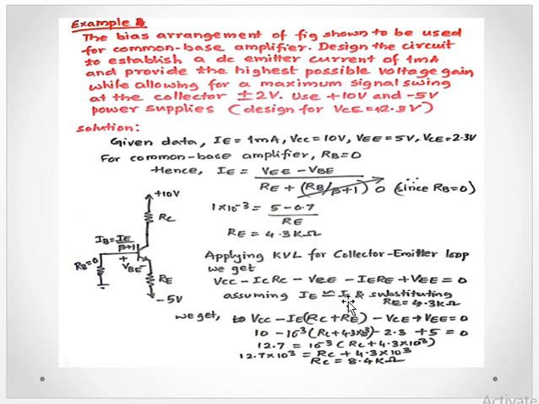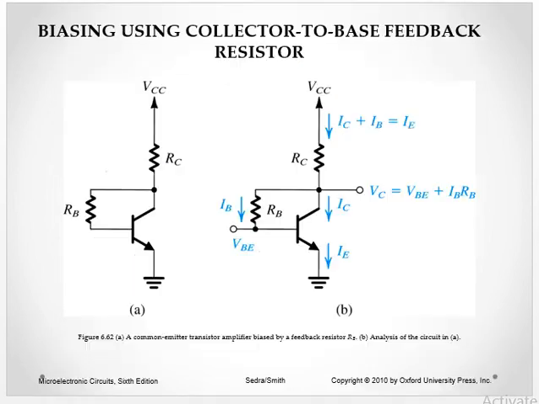Assuming IE and IC equal and RE value as 4.3 kilo ohm calculated, if you substitute in this above expression and you can solve further, you will get the value of RC as 8.4 kilo ohm. Next we will discuss biasing using collector to base feedback resistor.